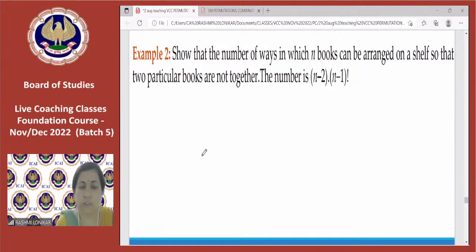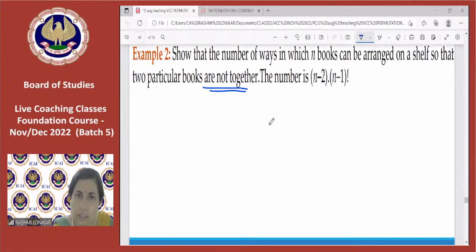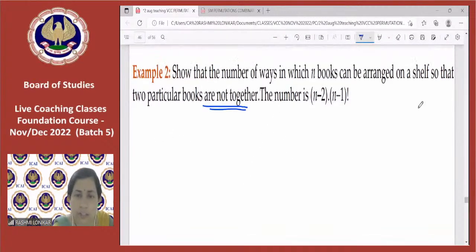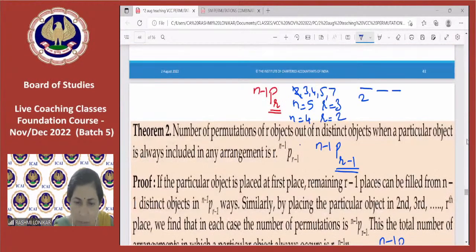Show that the number of ways in which n books can be arranged on a shelf so that two particular books are not together. This is a show-that sum. You will get an option. Now, two books are not together. Remember the first sum that we did today is similar to this. Yes, not together. Best and the worst paper. Remember that.